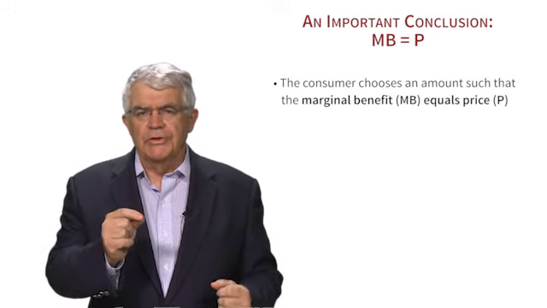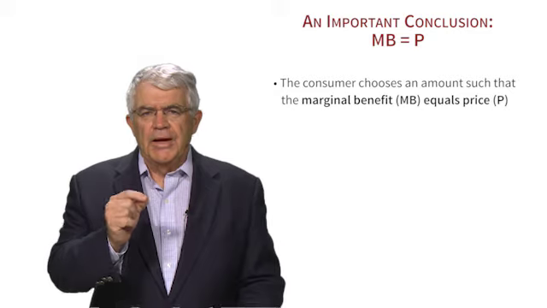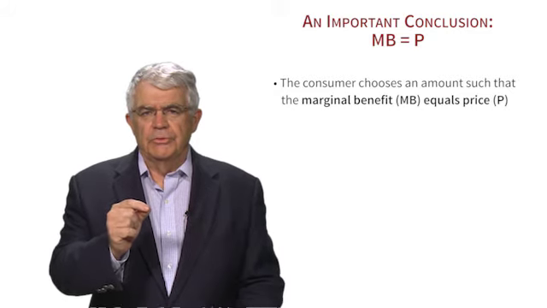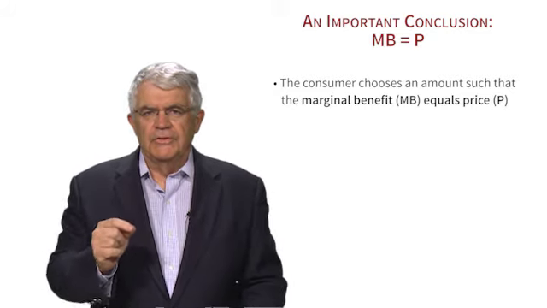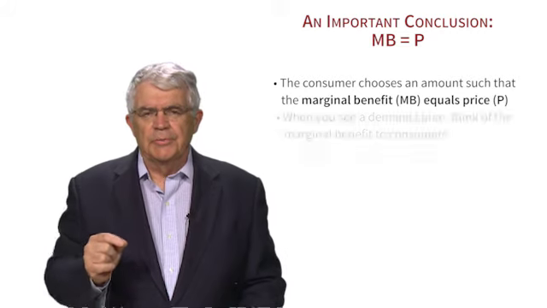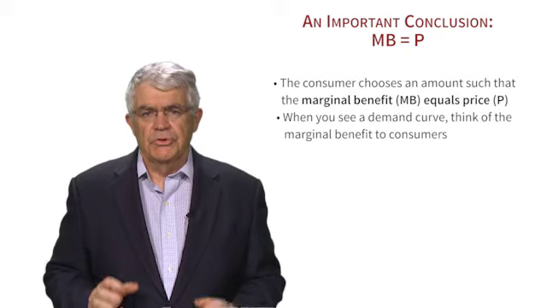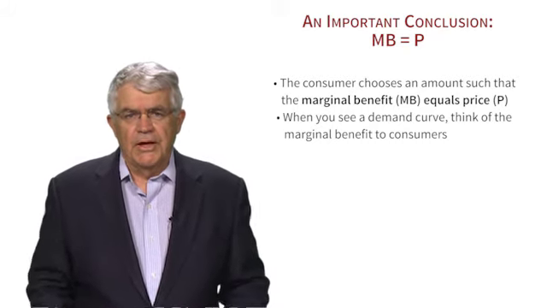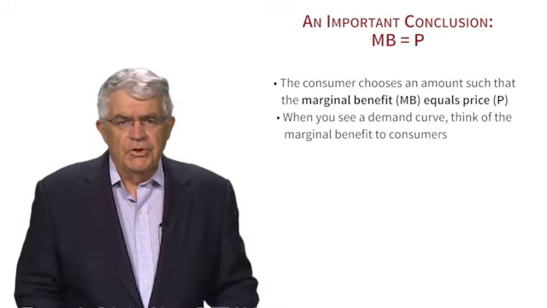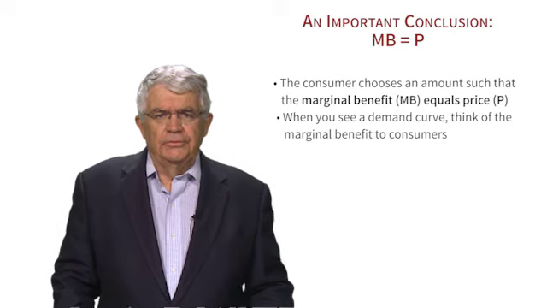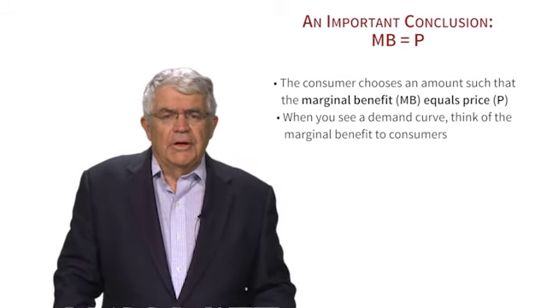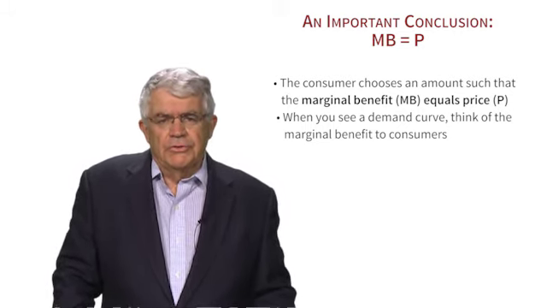We noticed when the price equals the marginal benefit, that was the amount that the consumer wanted to consume. The consumer effectively looks at that price in the market, takes that price as a given, how much it costs to buy X, and will adjust the consumption so the marginal benefit is exactly equal to that price. And so when I see a demand curve, I think of it as the marginal benefit to consumers.